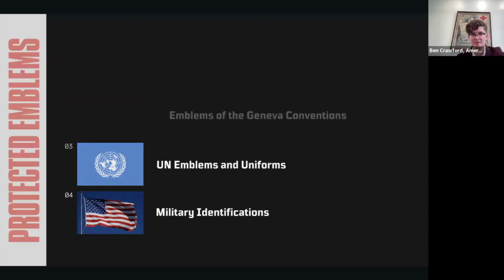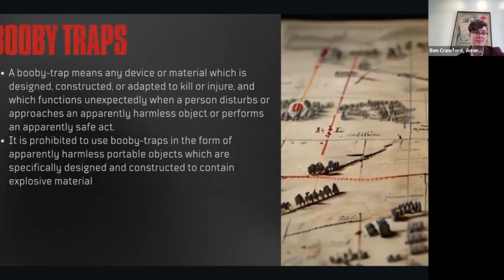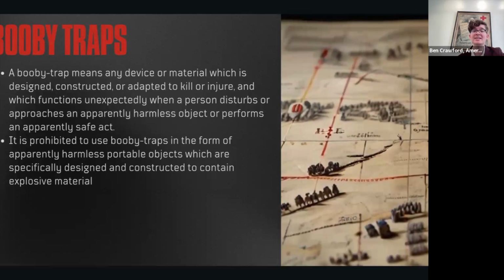Now that we've discussed the major IHL framework for deceptive acts, I'll turn to several other deceptive aspects of armed conflict. First up, we have booby traps. A booby trap means any device or material which is designed, constructed, or adapted to kill or injure, which functions unexpectedly when a person disturbs or approaches an apparently harmless object, or performs an apparently safe act.